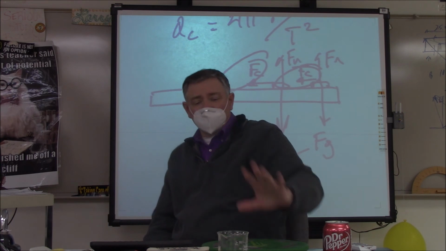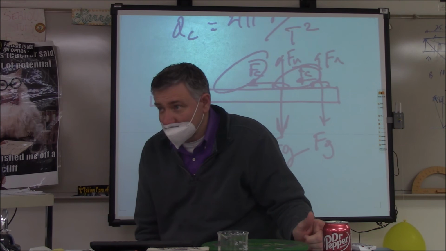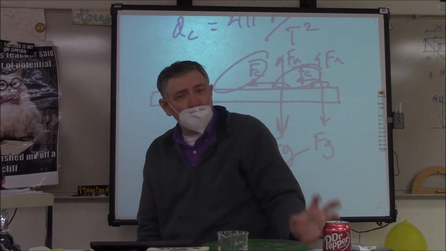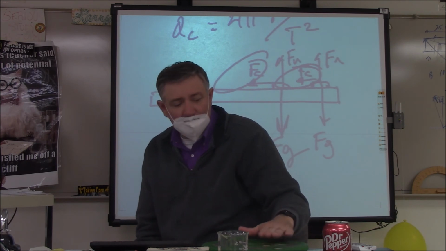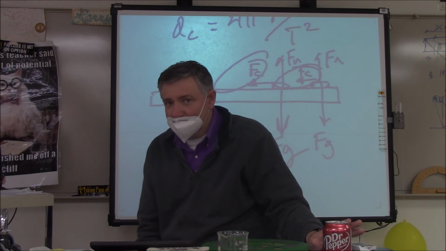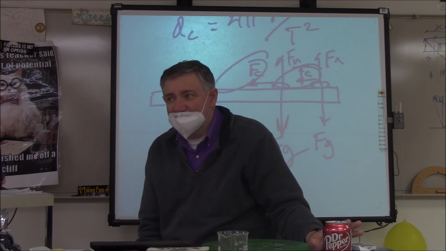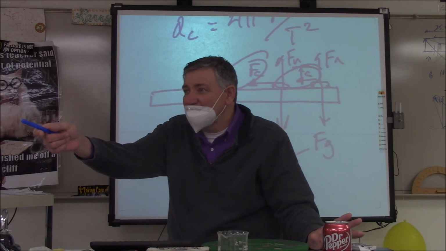Now, here's what I'm going to do. I'm going to make this thing go faster and faster and faster. Okay? Which quarter is going to fly off first? The outside quarter, the inside quarter, or are they both going to fly off at the same time? The outside. What did you say, Elise? The outside. Why? It has a bigger radius. So what? So there's more. There's more what? Acceleration. Great.